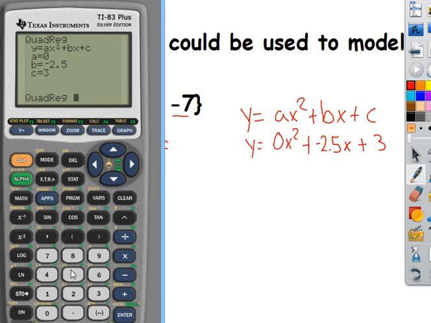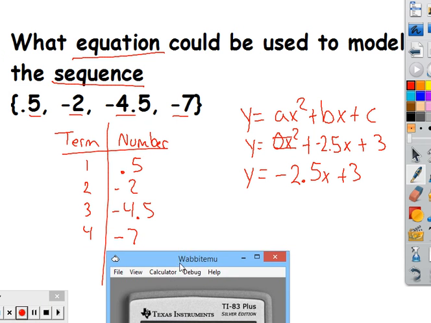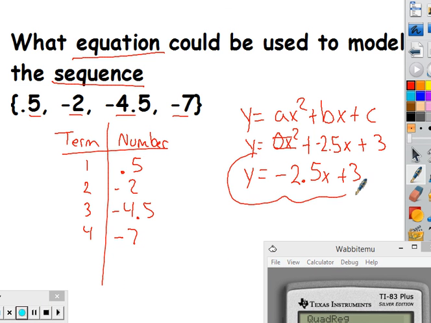Okay, so that means that we have y is equal to, this goes away, and our equation is -2.5x plus 3. And that's the equation for that sequence. Y equals -2.5x plus 3.